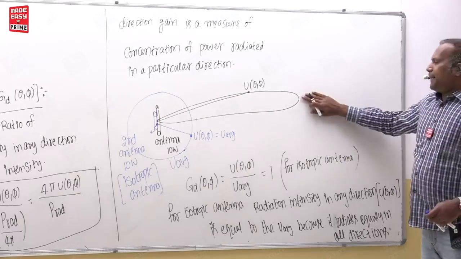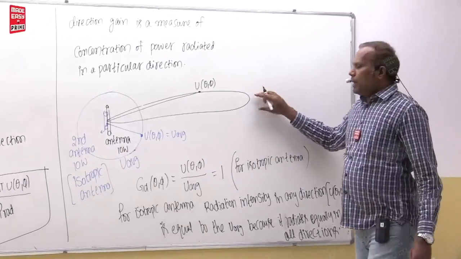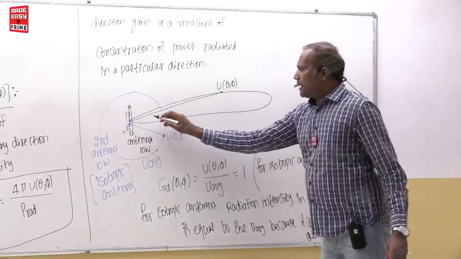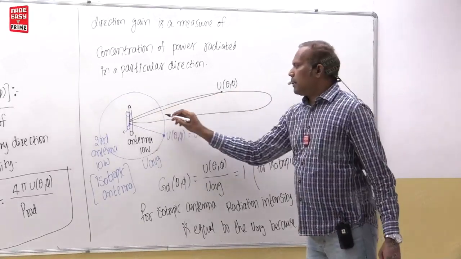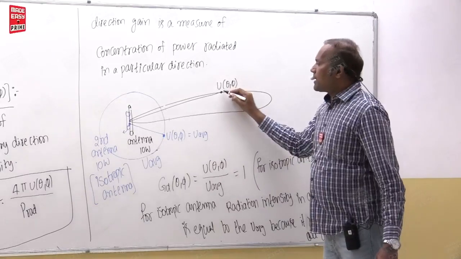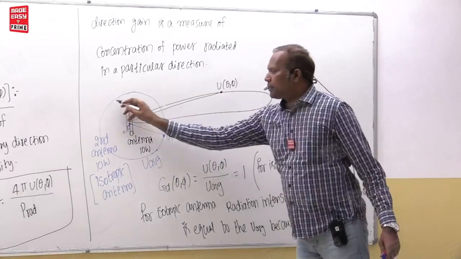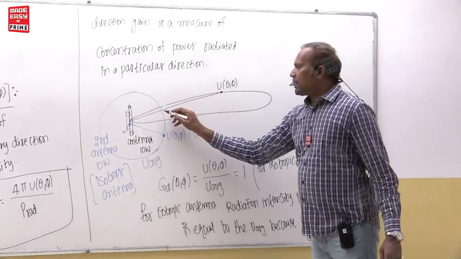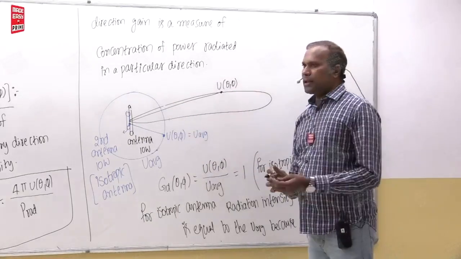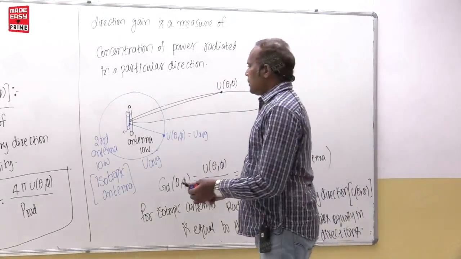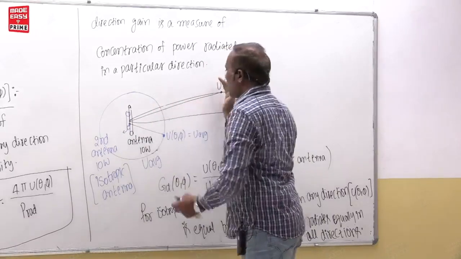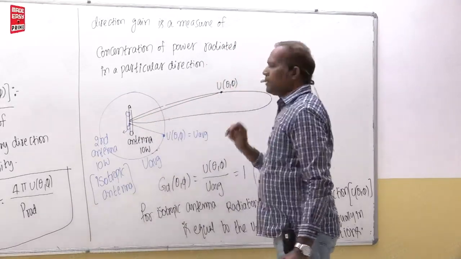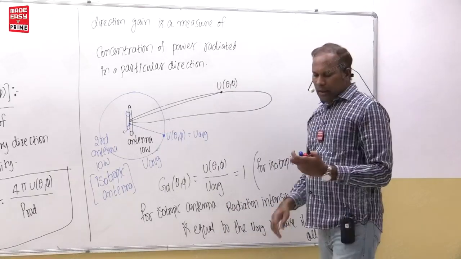But for this antenna, radiation intensity in this direction is U(theta, phi), this much. Divide with average radiation intensity, that is this one. Then directive gain in this direction is more. For example, here you see this much, this much, this much, almost 3 times more for this directive gain.